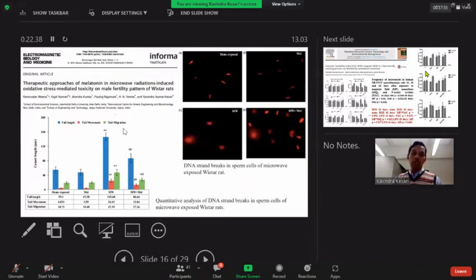But the good thing about this study is that he also used an antioxidant, melatonin, to protect the animal from the radiation. So melatonin is decreasing the damage, as you can see from the picture. In these, most of the cells are damaged, but in the melatonin microwave group, most of the cells are more normal, if I compare with the two other pictures on the top.